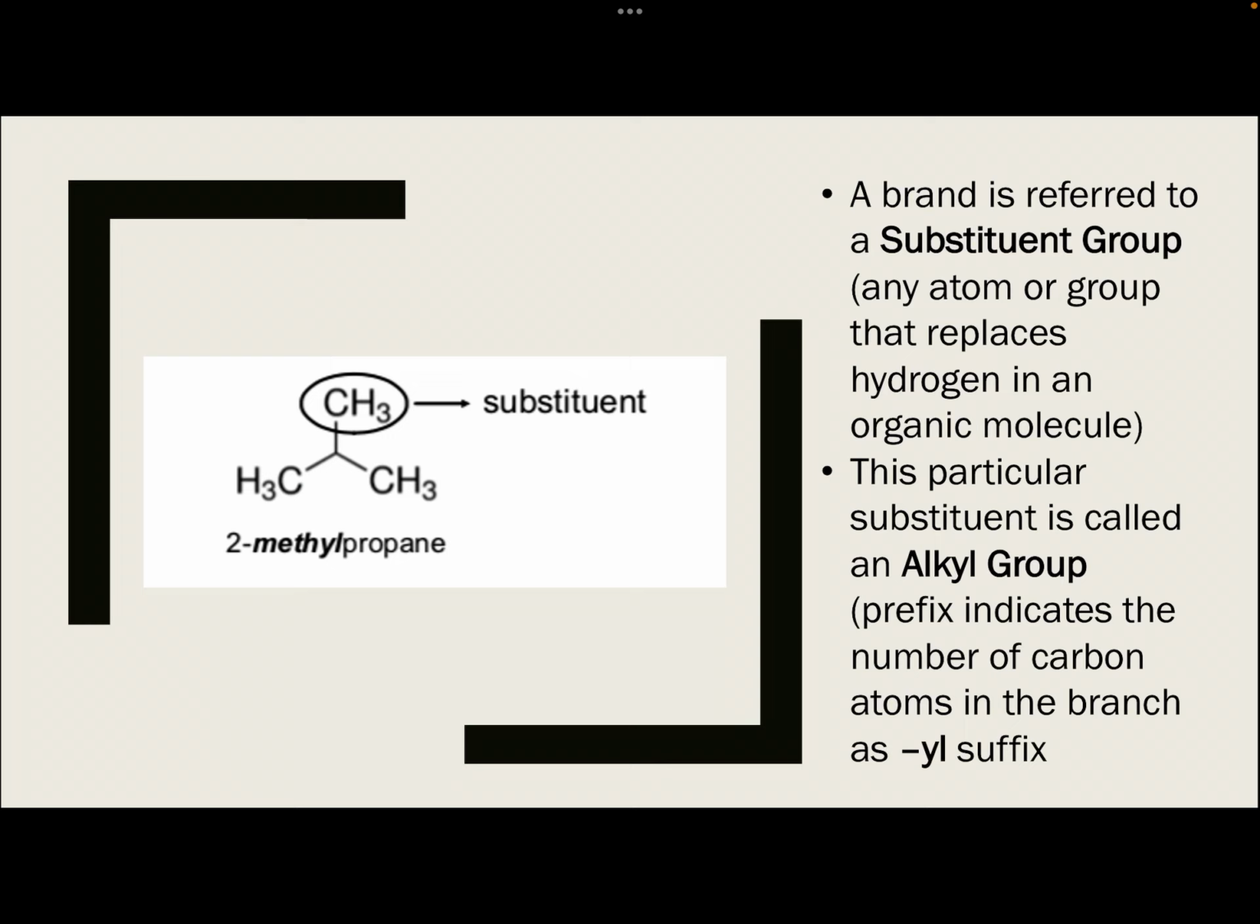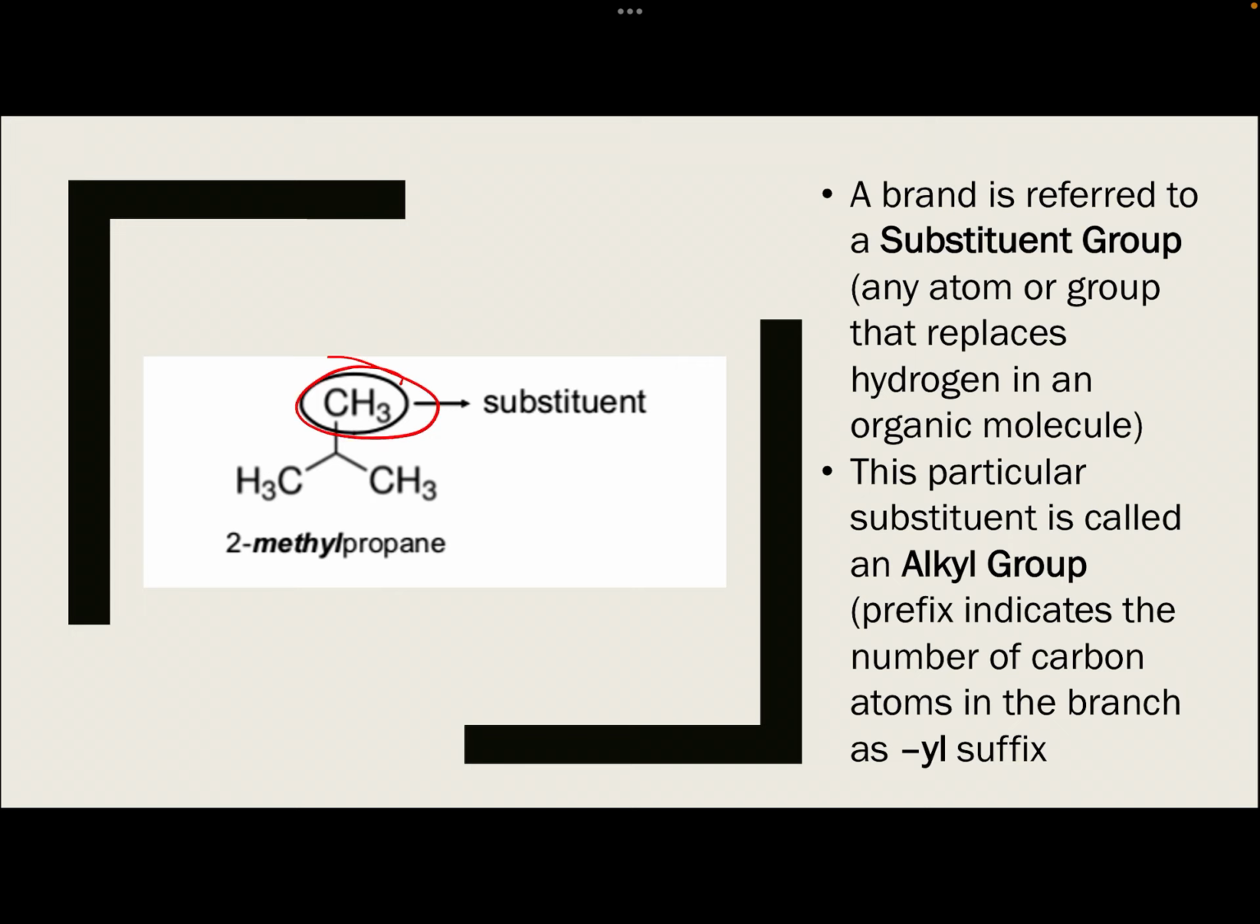Okay, so this is known as a substituent group, which is any atom or group that replaces a hydrogen in an organic molecule. So this is what makes it different, okay? So we have a substituent group, which is circled here, and that replaces a hydrogen in an organic molecule. And this particular substituent group is called an alkyl group, in which the prefix indicates the number of carbon atoms and the branch has a YL suffix. Okay, so very, very unique.